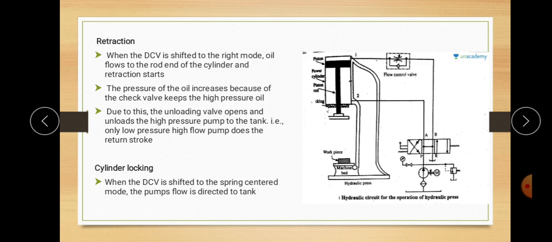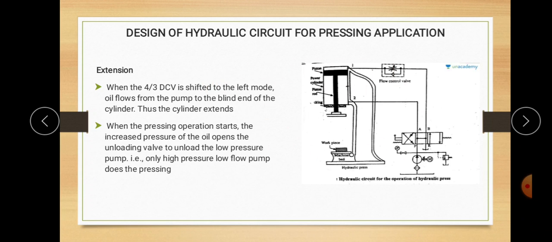In a retraction, when the DC valve is shifted to the right mode, the oil flows to the rod end of the cylinder and retraction will start. So this is the basic concept where the cylinder is connected at port 1 and port 2. Due to the shifting of the DC valve, the ports are adjusted and the oil flows for extension and retraction. So this is the simple concept which is carried out in a pressing machine. Here the cylinder locking system works as follows: when the DC valve is shifted to the spring centered mode, the pump's flow is directed to the tank. So this is a simple hydraulic circuit for pressing applications.